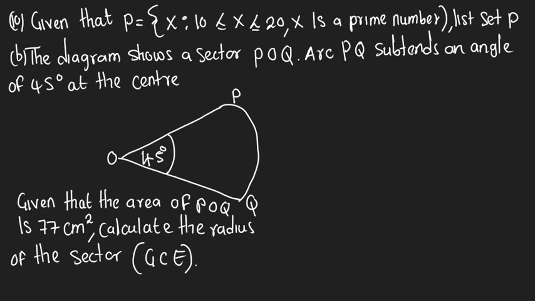Okay, we go to this particular question. I think this was GCSE. Given that P is equal to the set of X such that 10 is less than or equal to X, less than or equal to 20, and X is a prime number, list set P.